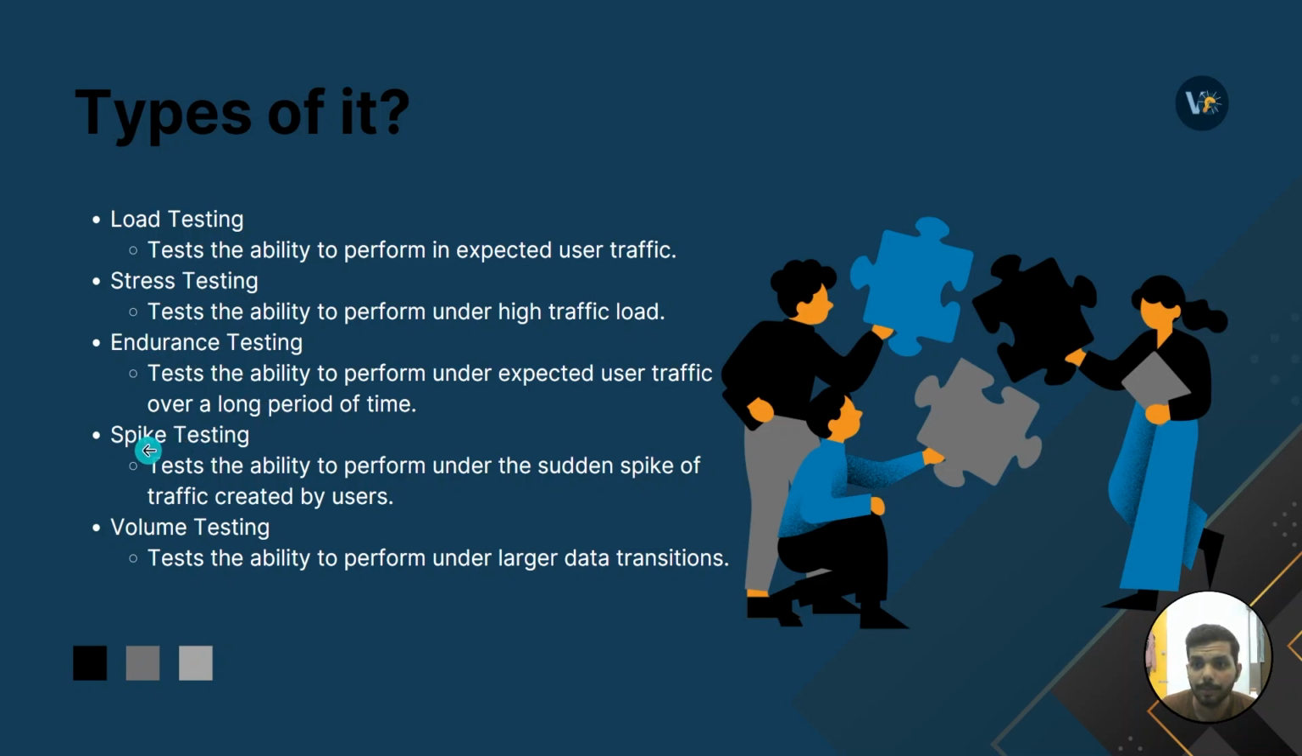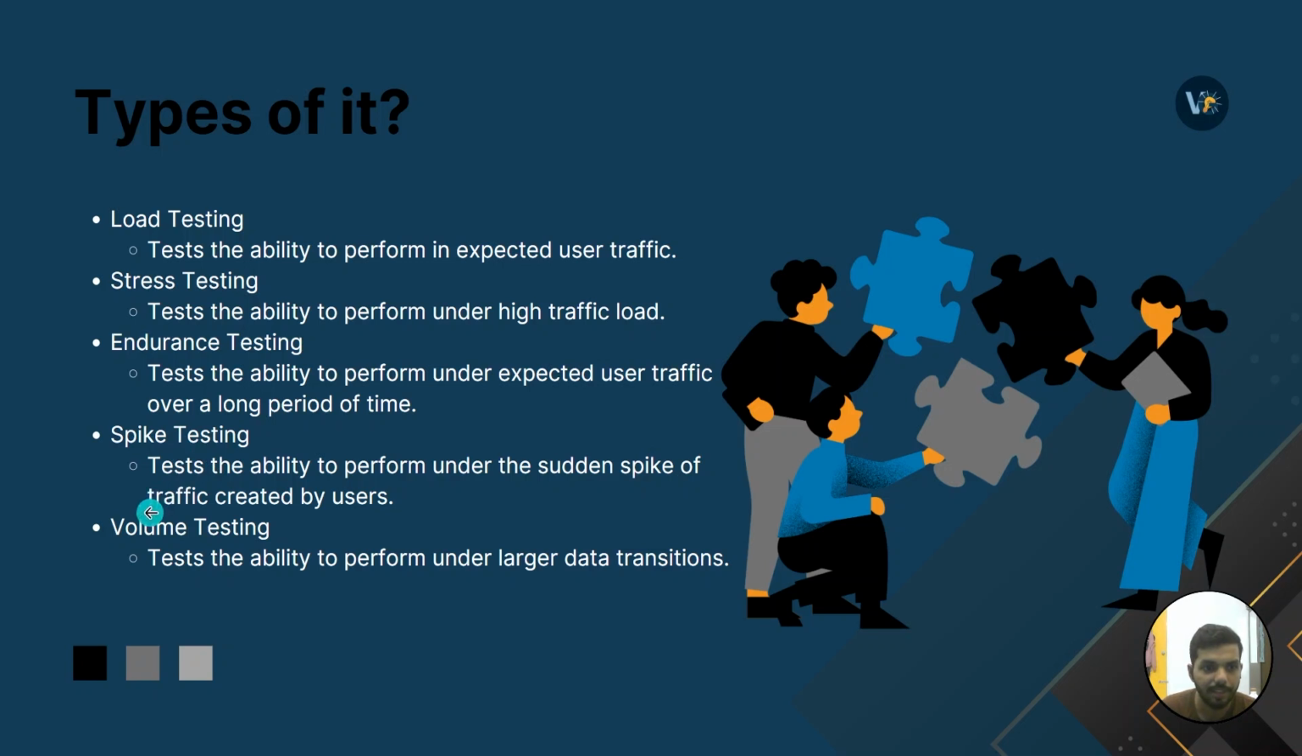Then we have something called spike testing. Here we test the ability of software to perform under a sudden spike of traffic created by the users. This is very interesting. You can take an example of Amazon, and let's say a sale is starting from 8 p.m. today. Amazon servers would expect more traffic, a sudden spike of traffic, at 8 p.m. So that's the test case for us to test the ability of our software to perform under the spike. Spike testing does that for us.